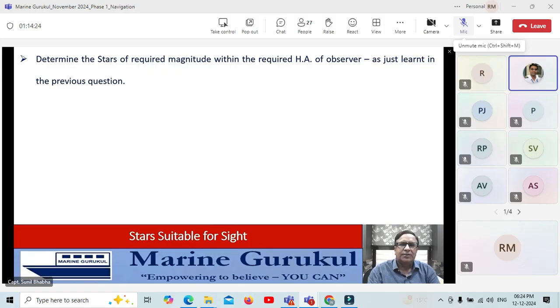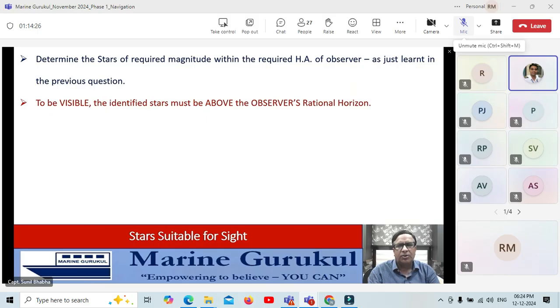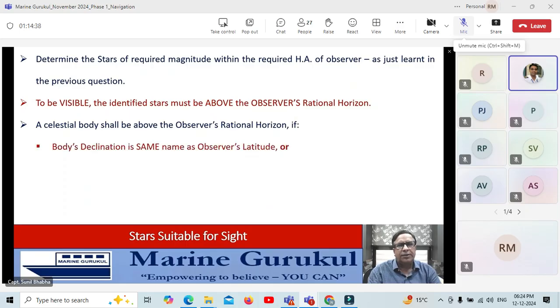Now, to assess visibility, we know that the body must be above the observer's rational horizon. We also know that for a body to be above the rational horizon, for whatever period of the day it may be, if the latitude of the observer and declination of the body are of the same names, yes, the body would definitely be coming above the horizon for some part of the day. Or if they have opposite names, then the body shall be above the rational horizon only if the sum of latitude and declination is less than 90 degrees.